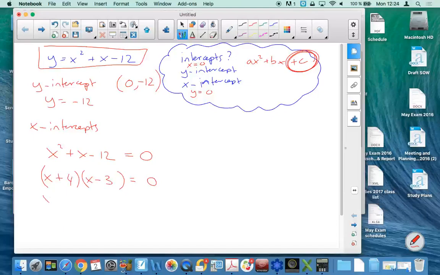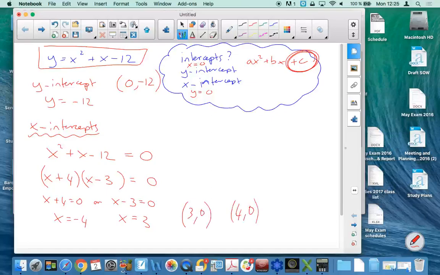Now from that, x plus 4 must equal 0, or x minus 3 must equal 0. So you've got your two solutions now. And those two solutions are your x-intercepts. So we can now just look at which one makes sense. The x-intercepts are 3, 0 and 4, 0. And that's me now found the x-intercepts.